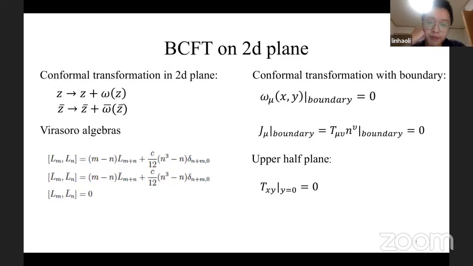Therefore, the normal energy momentum tensor to the boundary direction should vanish on the boundary. For example, if we consider the upper plane, the energy momentum tensor T_xy equals zero on the whole x axis. Thus, any local boundary condition of a conformal field theory should be consistent with this constraint and is named a conformal invariant boundary condition.